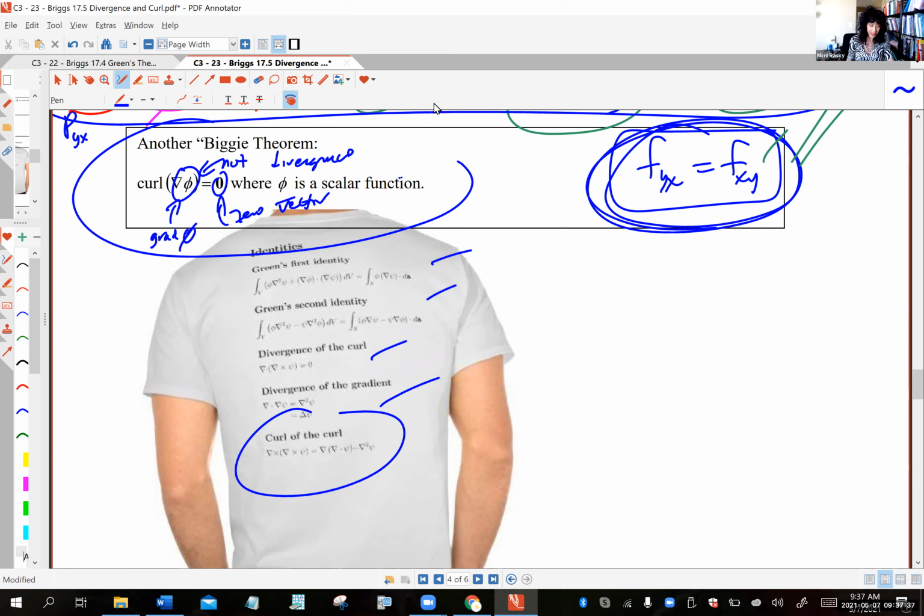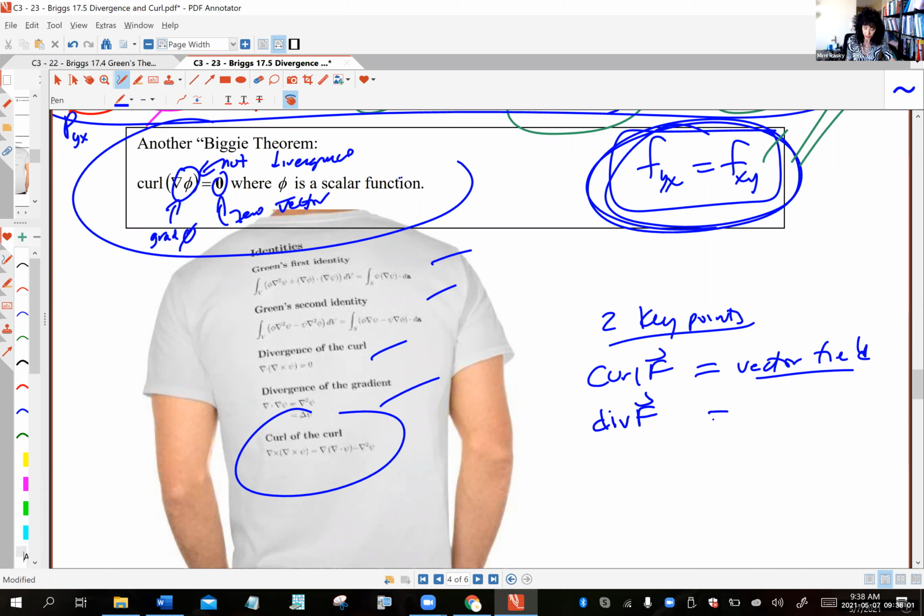One thing I want you to get before we do the last page and wrap this lecture up is 2 key points. When you take the curl of a vector field, you get a vector field. Your answer should be a vector. When you take the divergence of a vector field, the result is not a vector field. It's a scalar function.